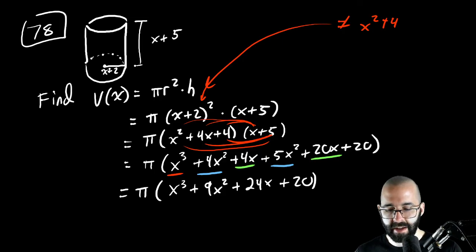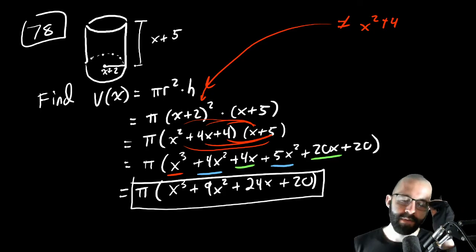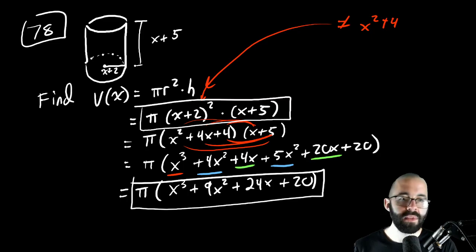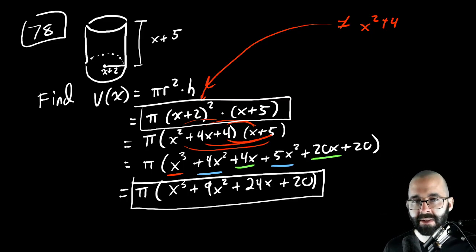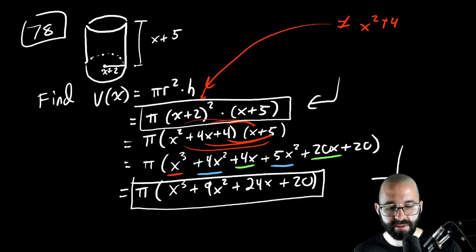And this is probably the nicest way of writing your answer. If you wanted to distribute that pi, you could. I think this or this is the best way of writing your answer. On a quiz, I'll just ask for this. But it's good to be able to do this as well.